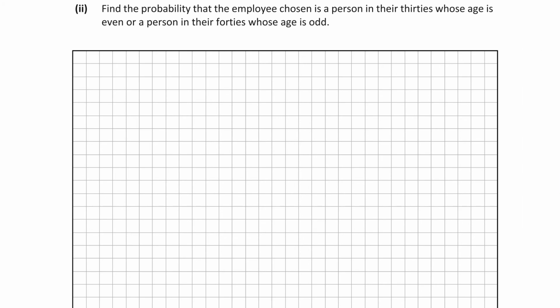So the probability that we'll get a person in their 30s, and in the 30s they're even, aren't they? Yeah, so 30s even, or 40s odd, will be equal to 7 out of 28. And that there was another 5 marks.